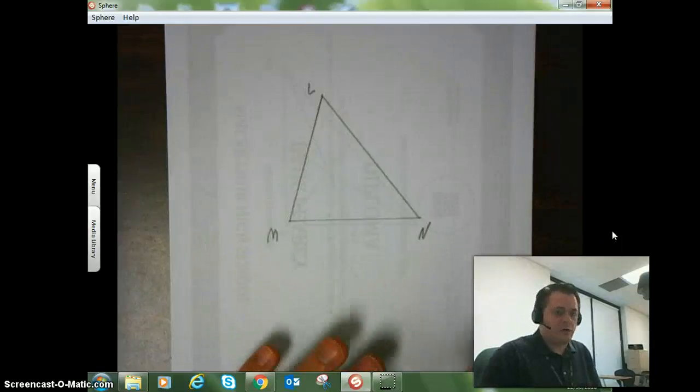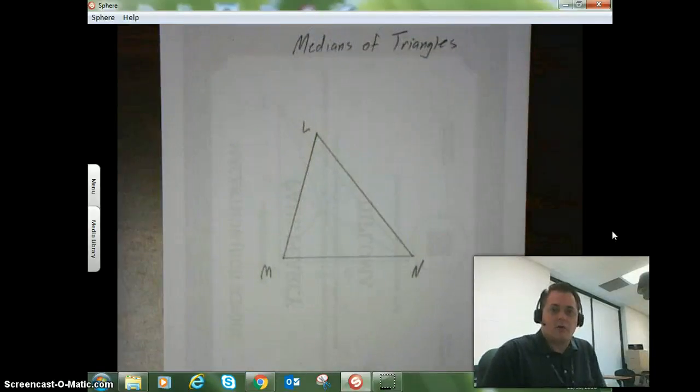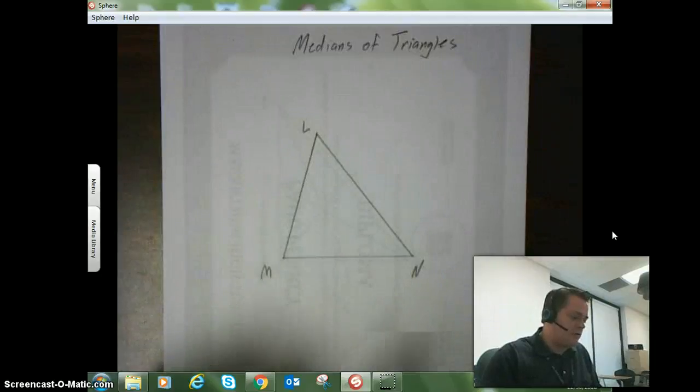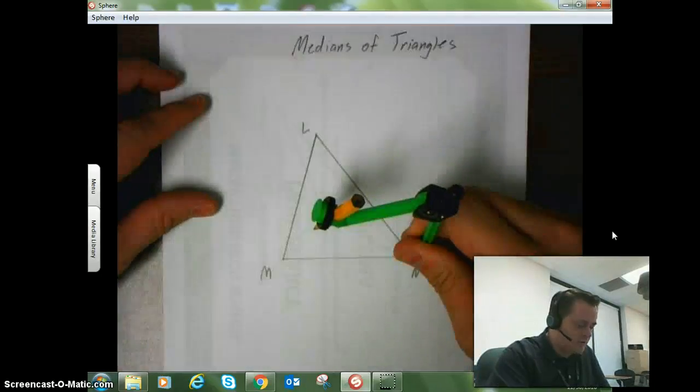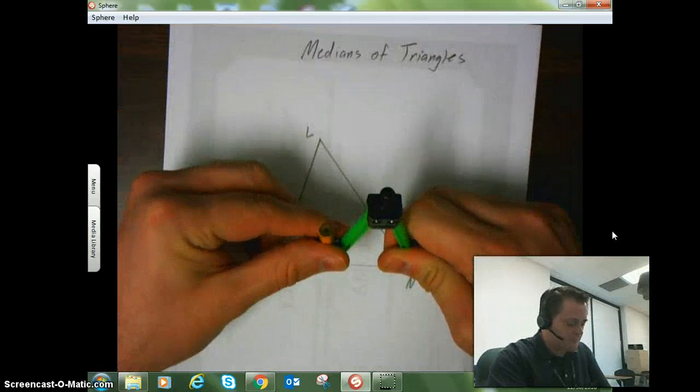Hey everybody, Mr. Piercy here, and in this video we're going to be talking about a segment of a triangle called a median. A median is a segment of a triangle that goes from the vertex of the triangle to the midpoint of the side across from it.